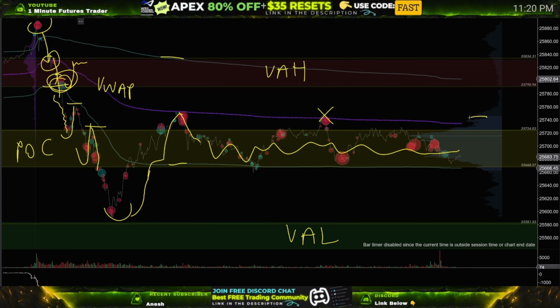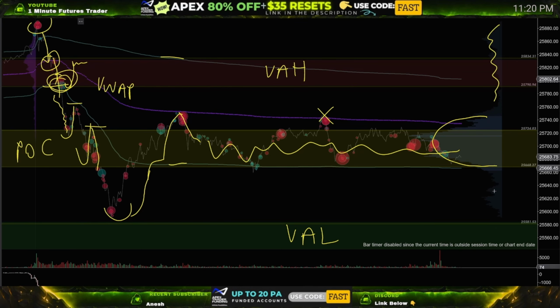And at the end of the day, we created this D-shaped profile with some extension at the top and then some at the bottom. That means that we were pretty much still inside of the four-week value area that I'm going to show you in the hourly chart.